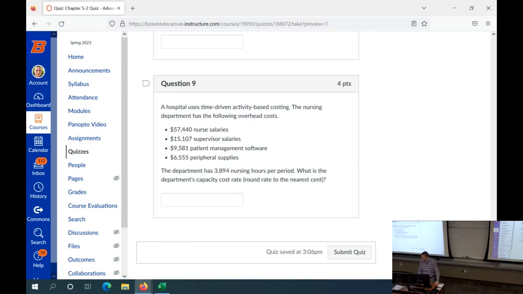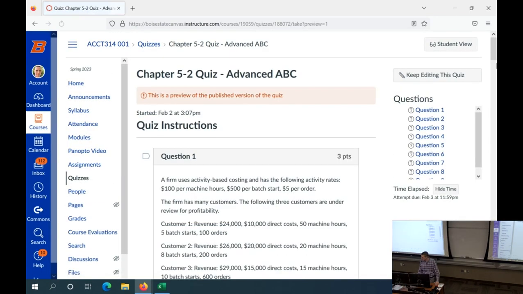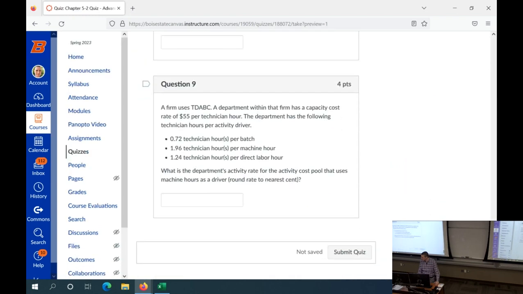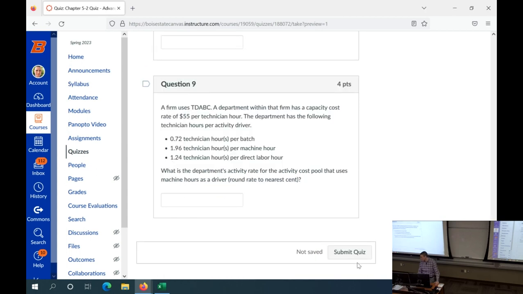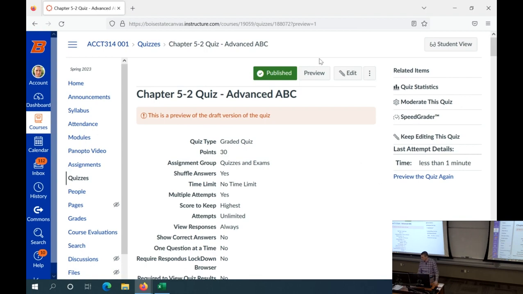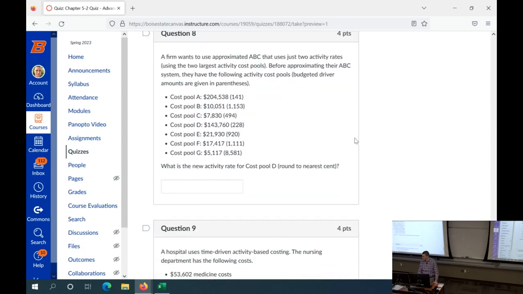I'll pull a new quiz here and try to get that question or something similar. Okay, so this is almost it. This is asking just for the cost pool. Yours has parentheses behind each of the cost pools, which is the driver. And that's going to be the difference between the problem we went over last time and the problem you're asking about now. So let's try and find one of those. There, kind of like this one.